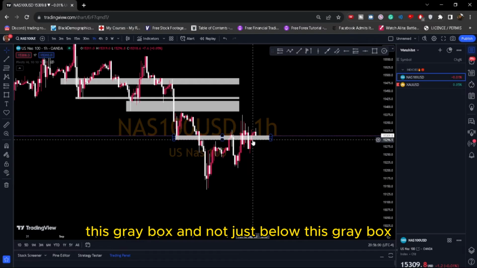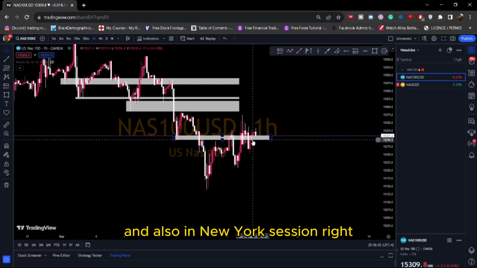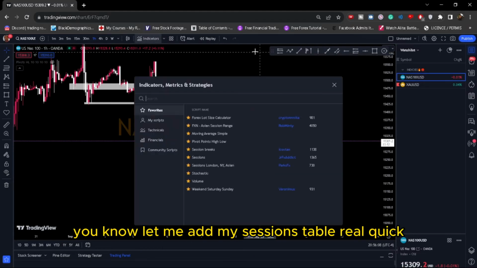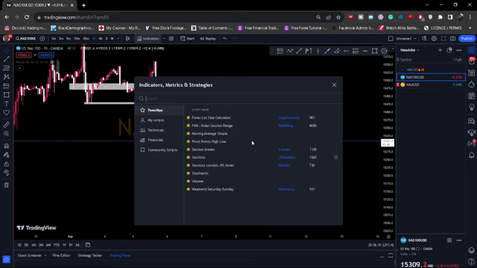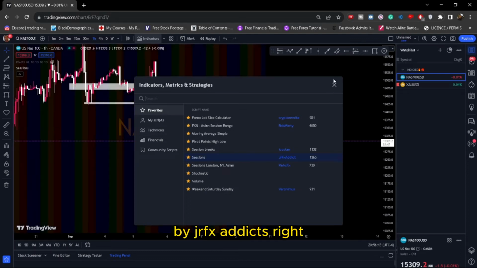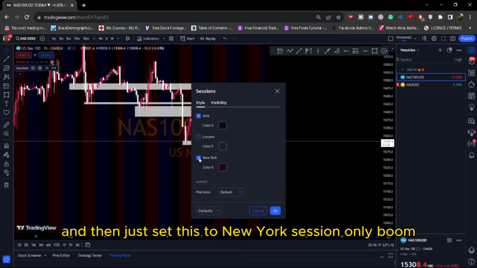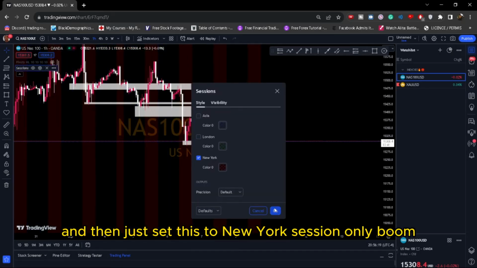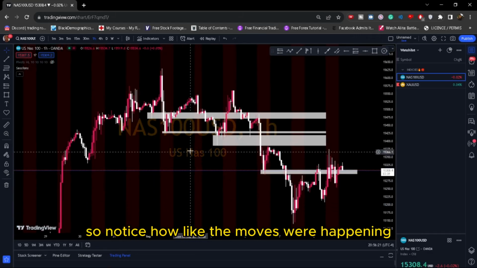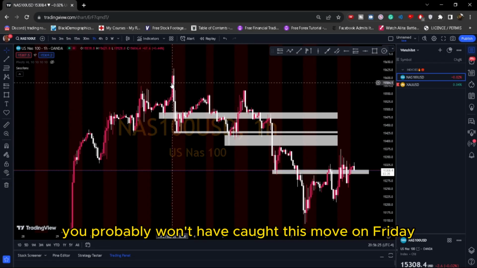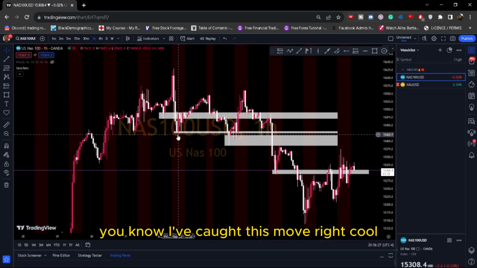And not just below this gray box, it has to be below the gray box and also in New York session, right? So let me add my sessions table real quick by JRFX Addict, and then just set this to New York session only. Boom. So notice how the moves were happening. So for example, this move here happened. You probably will not have caught this move on Friday. You will not have caught this move, right?